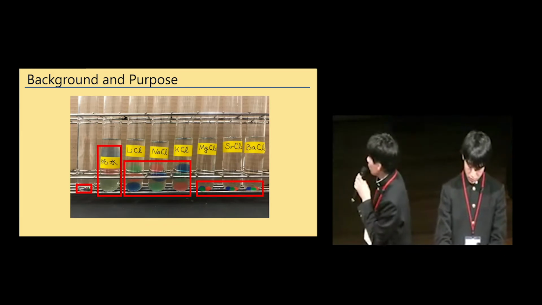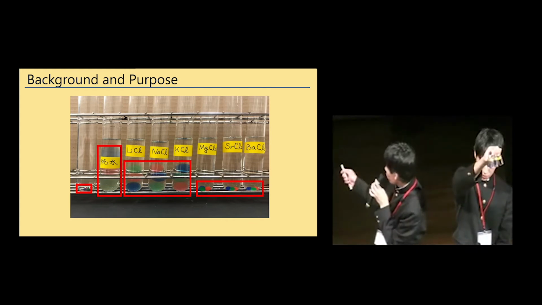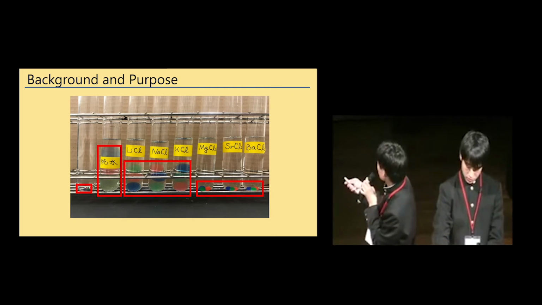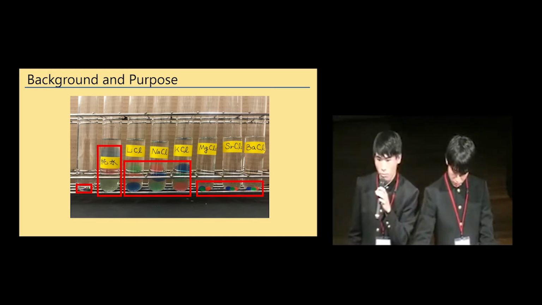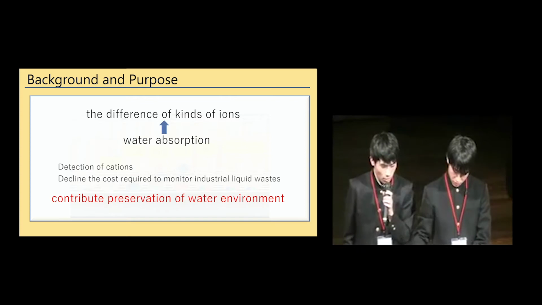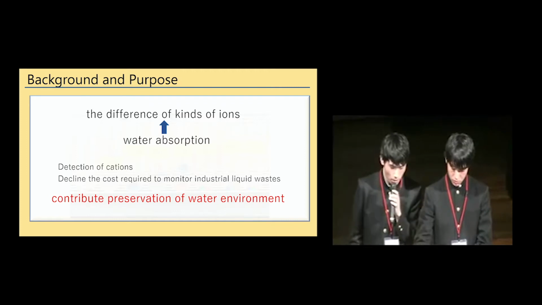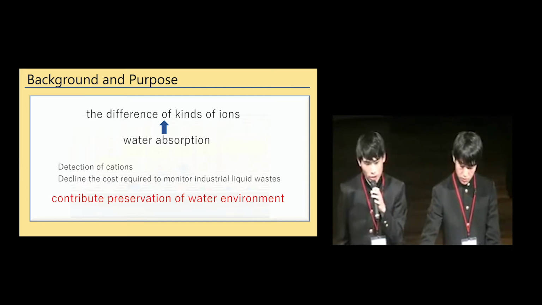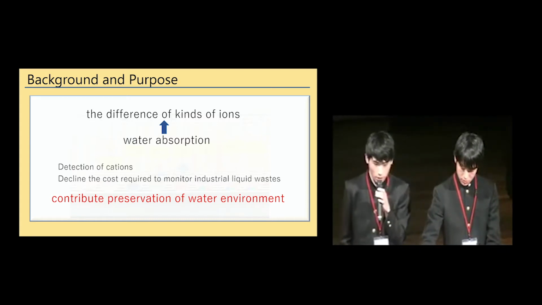Now, please look at this figure, and these are the real things. If ions are included in the solution, the amount of absorption rapidly declines. The water species also affects it, so we focus on the difference in water absorption caused by the kind of cations. You may be able to calculate the number of ions by measuring the water absorption. Using this, we can decrease the cost required to monitor the amount of industrial liquid waste. From this study, we hope to contribute to a more effective disposal method of liquid waste.